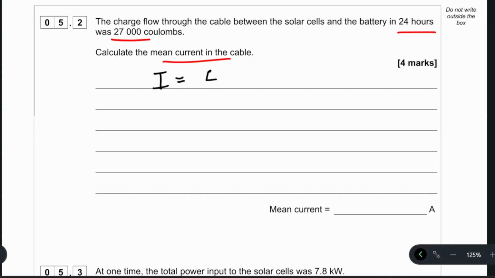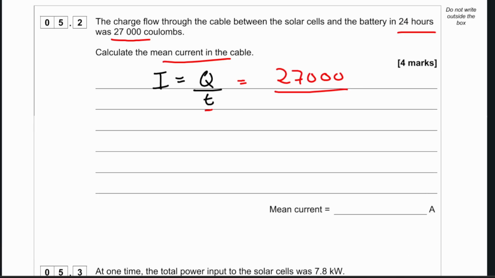So the charge, we're going to use a Q for charge, per second. So we can write that as T for time, but remember this time has to be in seconds. So the charge is given to us as 27,000 coulombs. And the time is given to us as 24 hours, but remember we just said this needs to be in seconds. So because this needs to be in seconds, we need to convert this 24 hours to seconds.